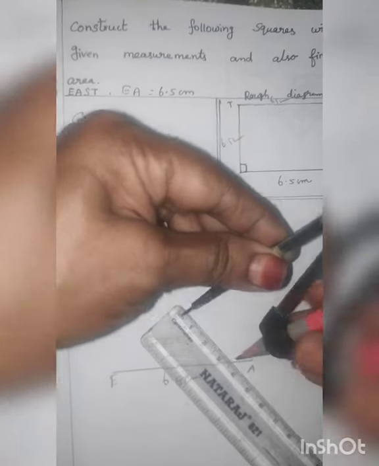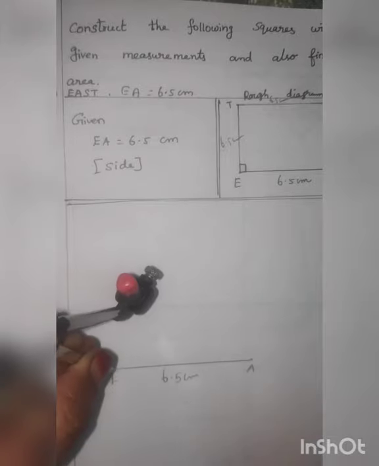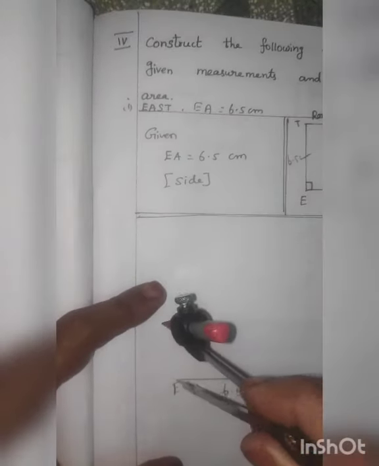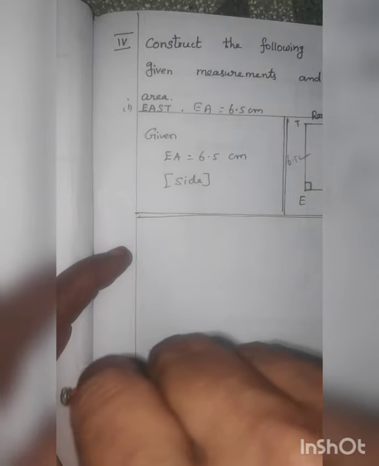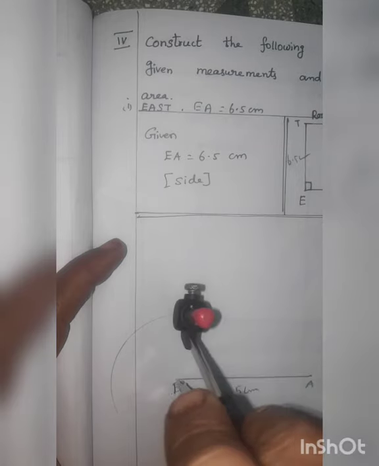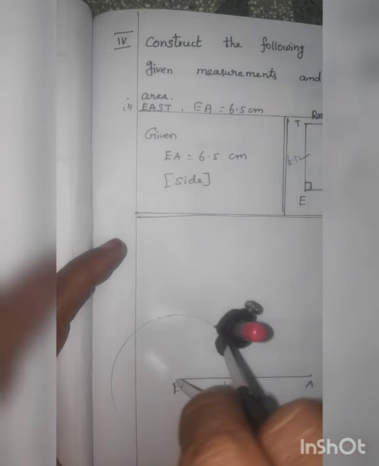Measure 3 centimeters after the E point and keep it in the compass. Very carefully, this is only for the perpendicular line. Coming to the margin, cut the arc. Here, cut the 3 centimeter arc.